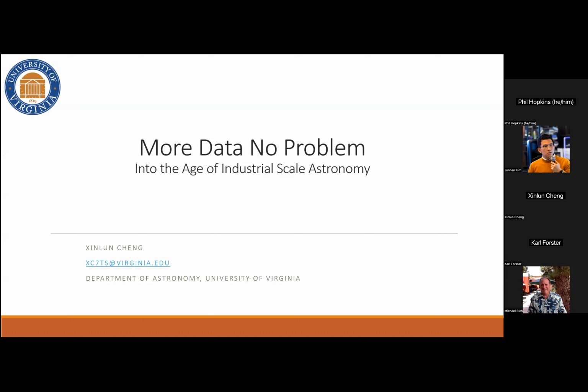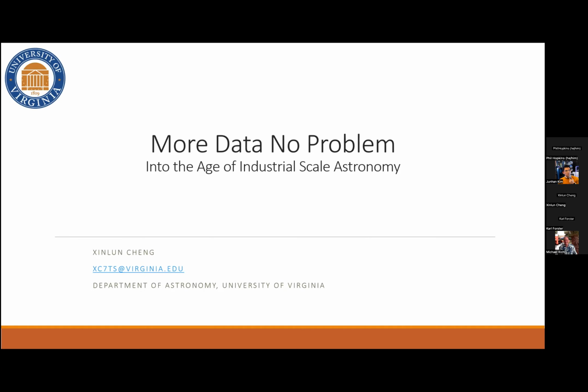I'm Xinlun Cheng. I'm a fourth-year graduate student from the University of Virginia, and I'm currently in a joint program between the astronomy department and the School of Data Science. Today I'm very honored to be invited to Caltech to give a talk, and the topic of my talk is "More data, no problem: into the age of industrial scale astronomy."